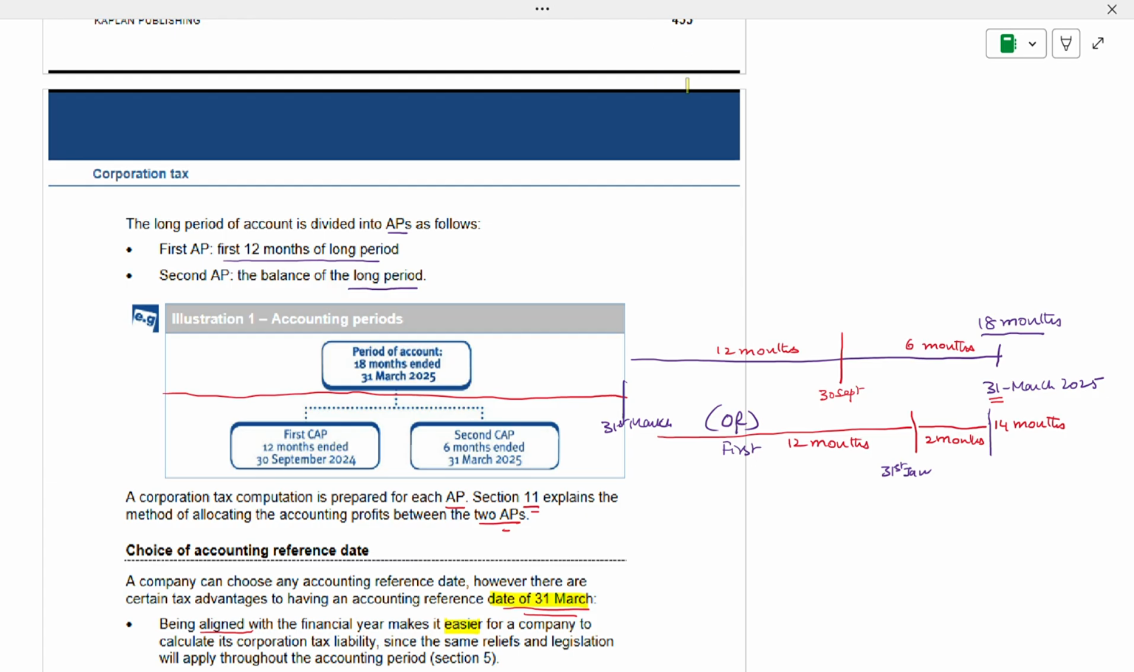If it is 18 months, what do you have to do? You have to take the first 12 months, then the remaining 6 months. The rule is there for period of accounts: first 12 months, then the remainder. If the period of account ends on 31st March and is 14 months, then first 12 months and next 2 months.